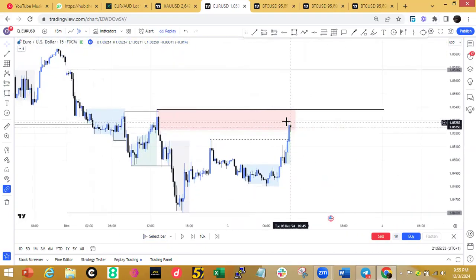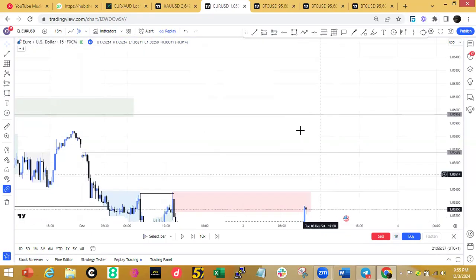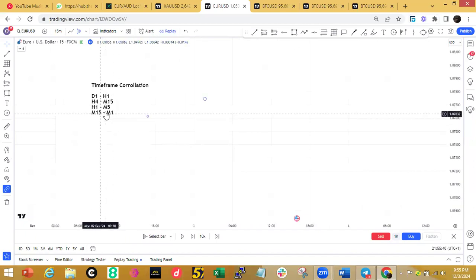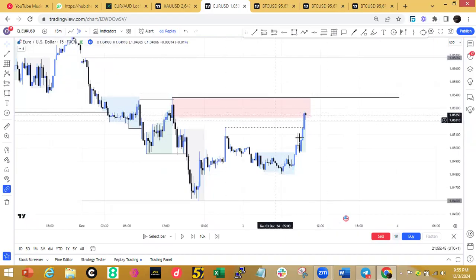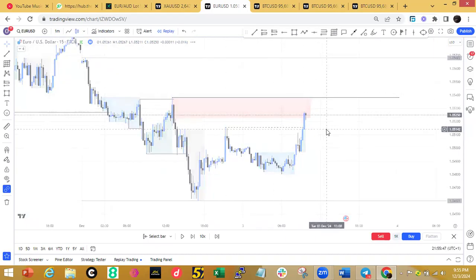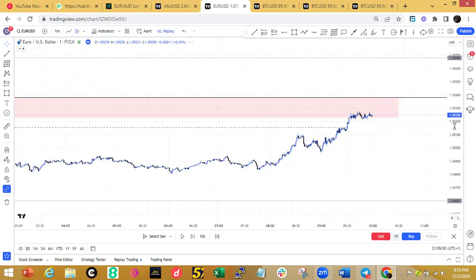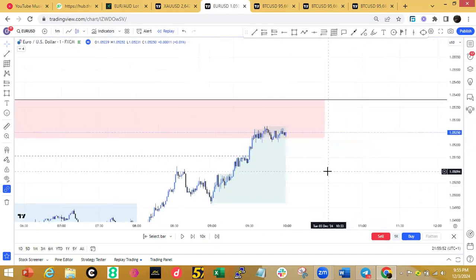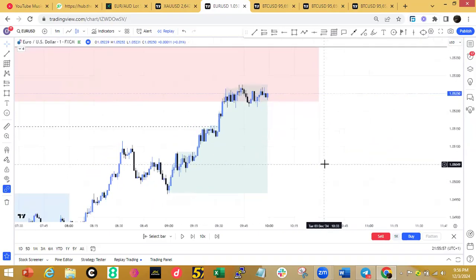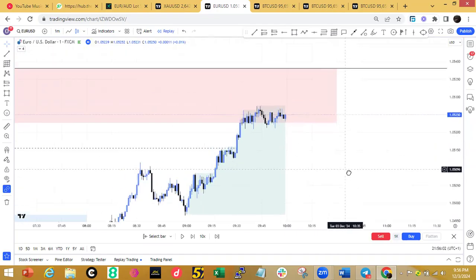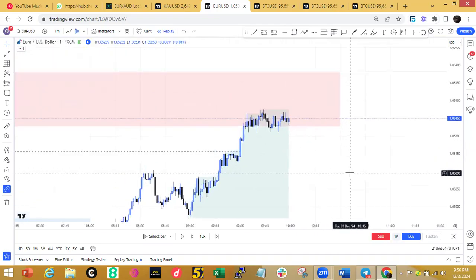Now, the moment price comes into this M15 zone, you now want to drop to time frame correlation from M15, M1. Price has come into your M15 point of interest. At this point, you will see me drop down to M1. Now, I want to be looking for something that makes sense. I want to look for a market structure shift on M1. So at this point, you'll be seeing me toggle between M1, M15, M1, M15, because it has to make sense.